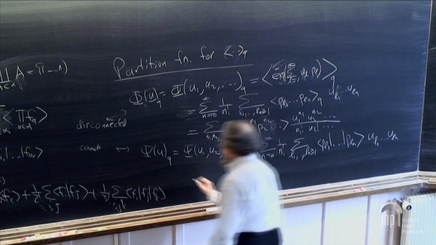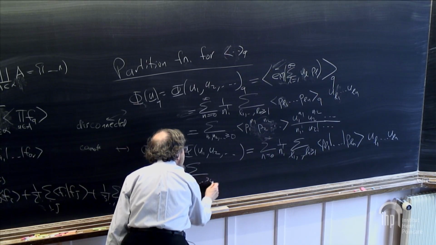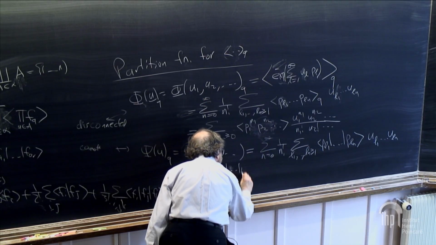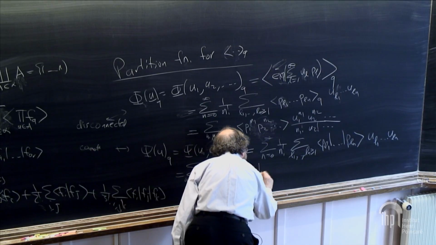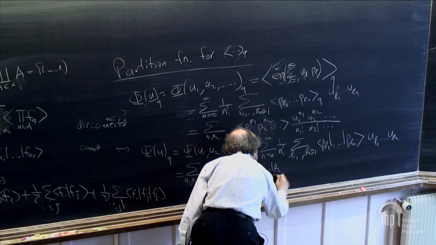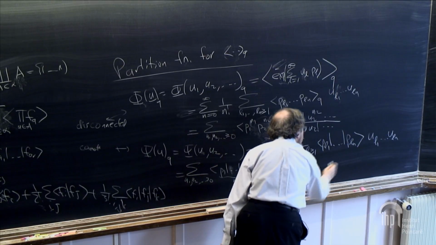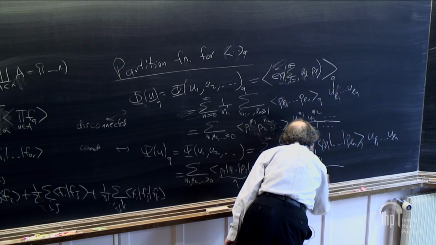And again, I can write this equivalently as the sum n1, n2, and so on, greater than or equal to 0. And then I have the cumulant where I have n1 P1s and n2 P2s, etc., and then the Q bracket again, and then U1 to the n1 over n1 factorial, same thing.